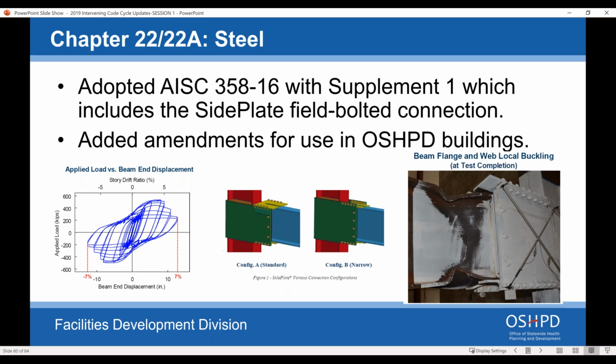Okay, and then we're moving on to steel, chapter 22 and chapter 22A. We had a lot of conversations with SitePlate, and we also approved some of their design criteria, and then we were starting to find a lot of alternate methods of compliance for use of bolted connections, for SitePlate bolted connections, which was currently not there in the building code.